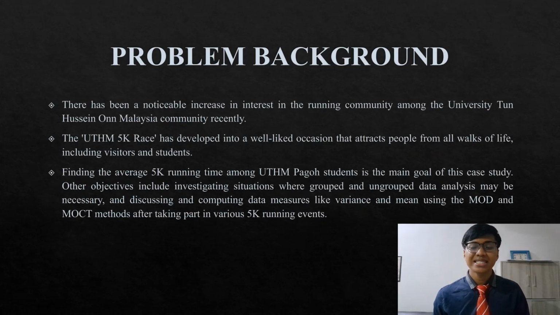The problem background in this case study. There has been a noticeable increase in interest in the running community among the university communities. The UTHM 5K race has developed into a well-liked occasion that attracts people from all walks of life, including visitors and students. The main goal for this case study is finding the average 5K running time among UTHM Prago students. The objectives include investigating situations where grouped and ungrouped data analysis may be necessary, and discussing and computing data measures like variance and mean using the MOD and MOCT methods after taking part in the various 5K running events.